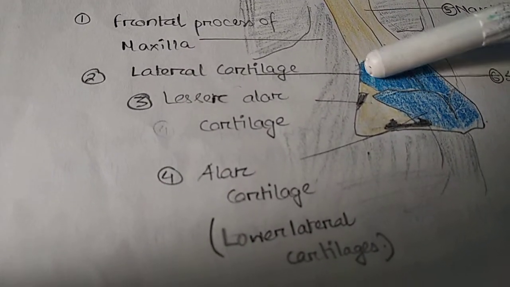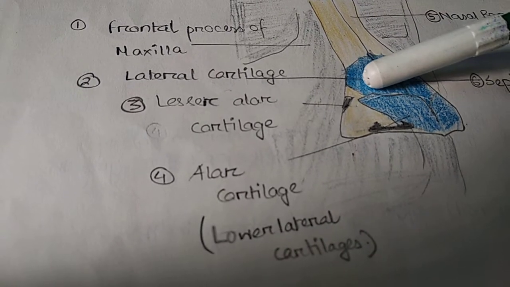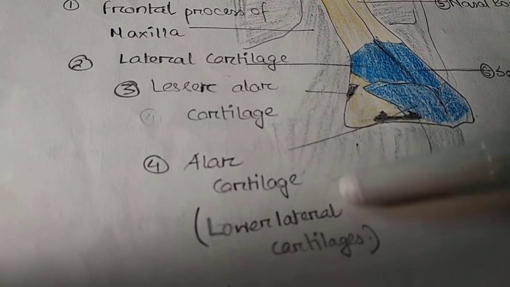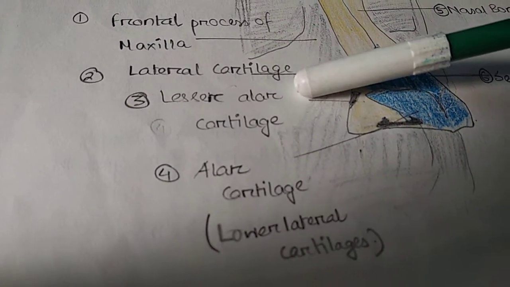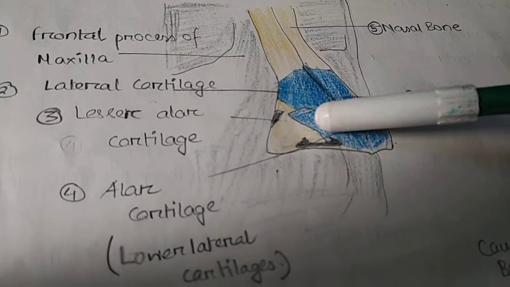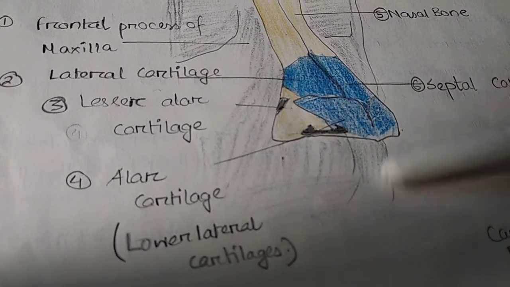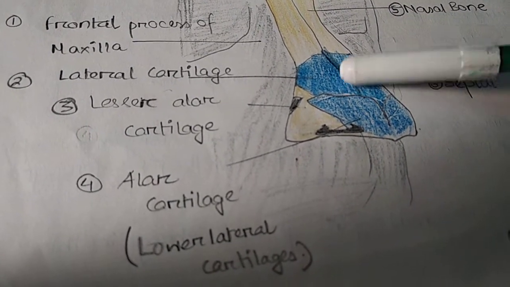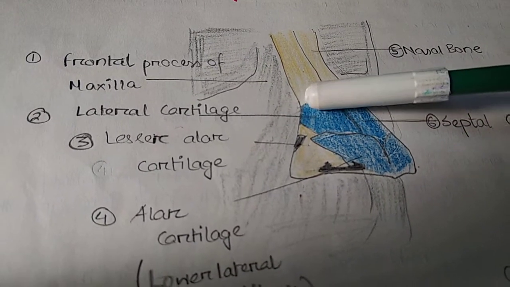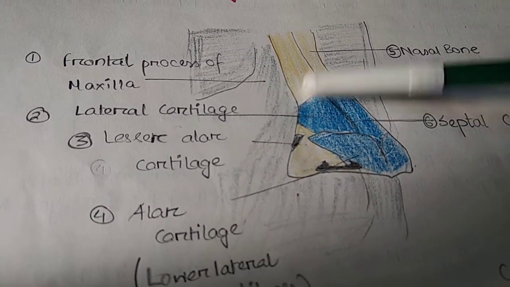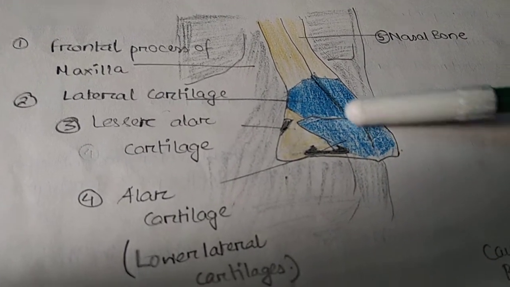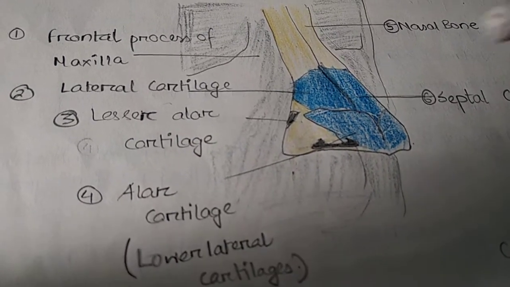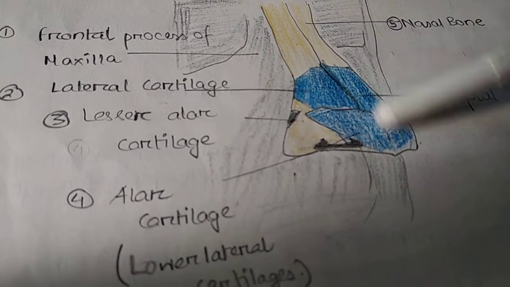Here it is the upper lateral cartilage and the lower lateral cartilages. The lower lateral cartilages are also called alar cartilages. Then there are the lesser alar cartilages and the septal cartilage. So these are the 4 types of cartilages which form the external nose. The upper lateral cartilages extend from the point where the nasal bone ends and attach below to the alar cartilage, and in the midline there is the septal cartilage.